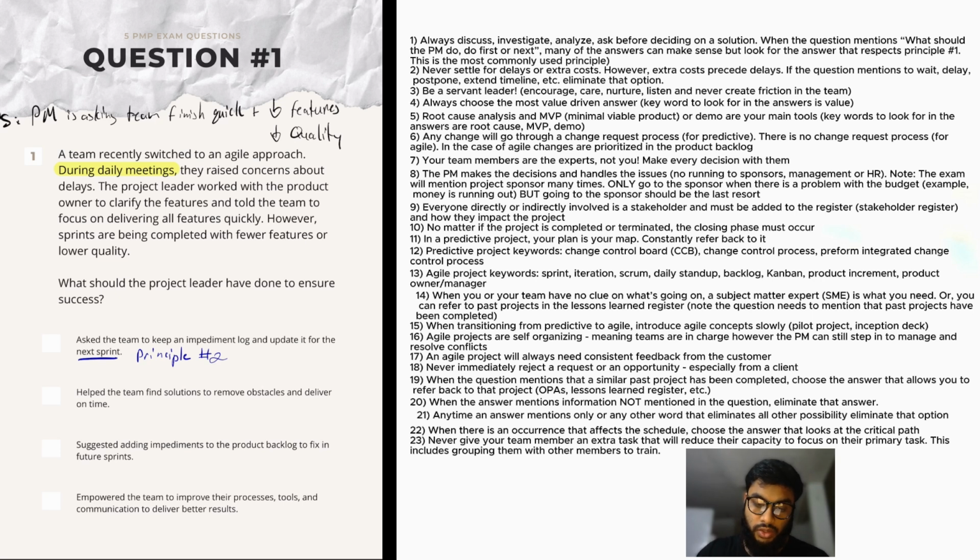B: Help the team find solutions to remove obstacles and deliver on time. Okay, I like that. Not bad. You're helping the team. You're stepping in as a project manager should. C: Suggested adding impediments to the product backlog to fix in future sprints. Okay. So impediments don't go in the product backlog. That's one technical mistake the answer is making. And number 2, future sprints again.